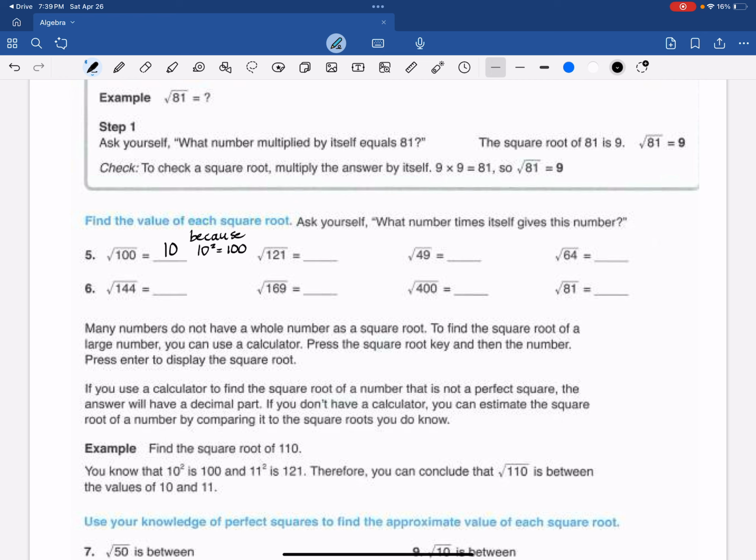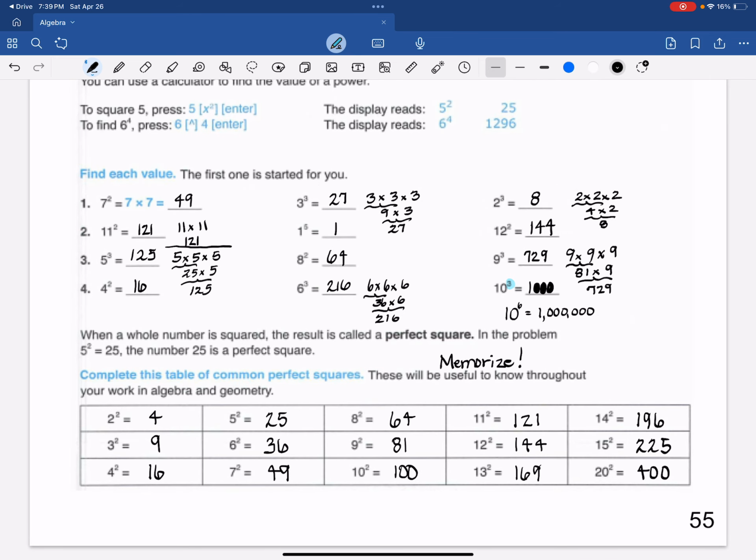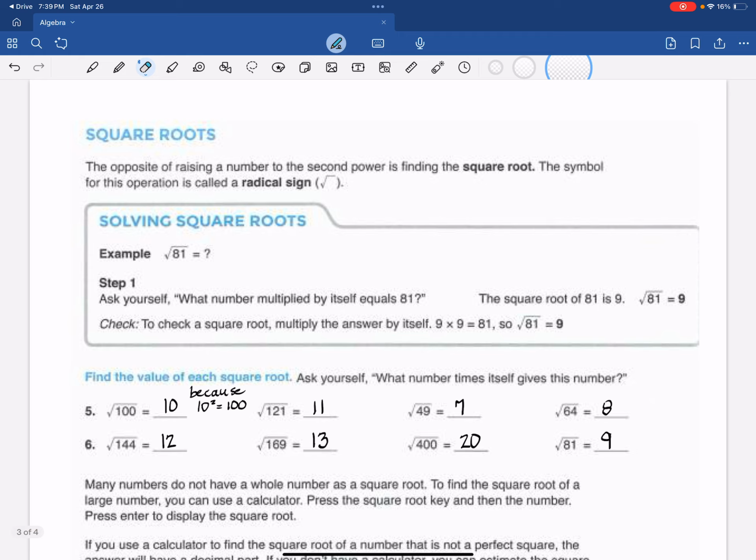The square root of 121 is 11. The square root of 49 is 7. The square root of 64 is 8. The square root of 144 is 12. The square root of 169 is 13. The square root of 400 is 20. And the square root of 81 is 9. If you know your perfect squares that we did right here, those square roots are a lot easier to do.